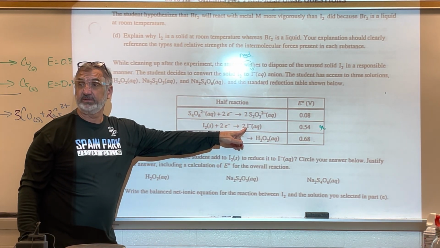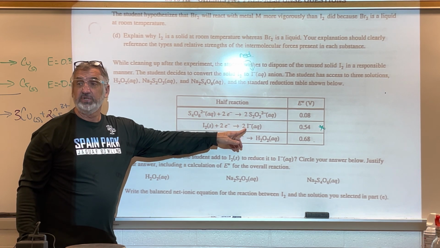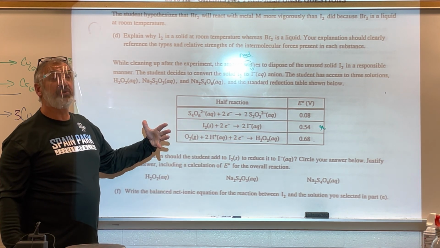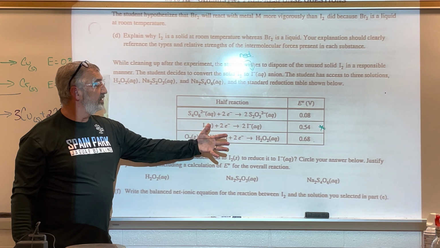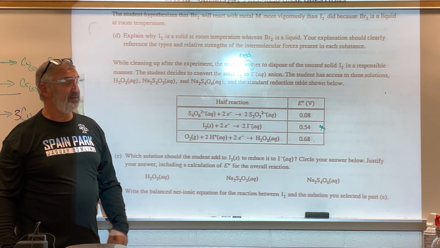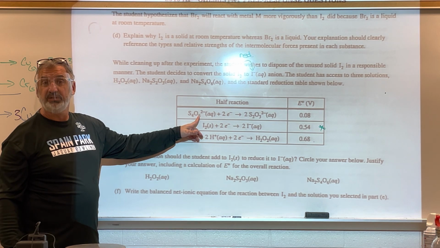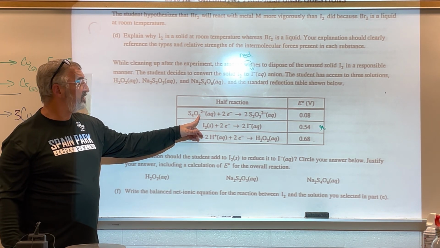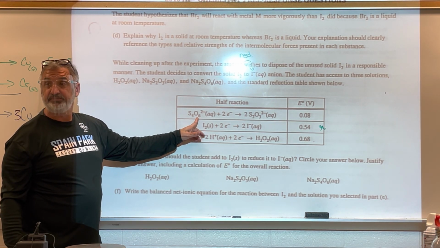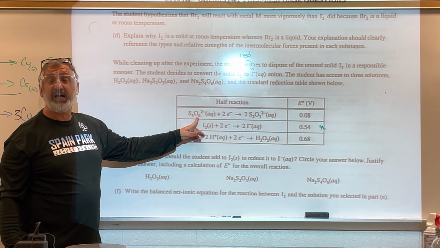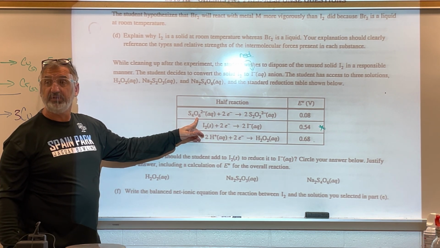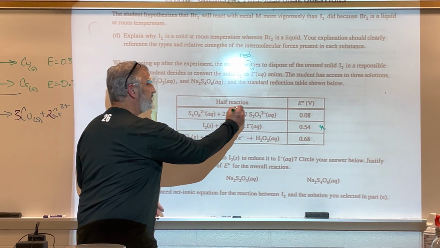All right? So which one is going to be less positive than this one? The top one. Okay? So this one is the one that would get oxidized. So if it's getting oxidized, which way is the reaction going to go? It's going to go this way, right?